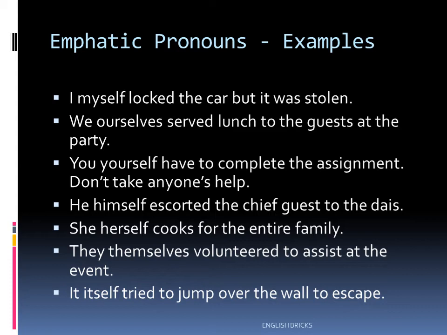If you look at all these examples and read them, you will notice that the emphatic pronoun is placed immediately after the subject pronoun, and the purpose of it is only to add importance or emphasize the doer of the action or the action itself. That is the purpose of the emphatic pronoun, and that is the difference between the usage of an emphatic pronoun and a reflexive pronoun. I hope this is clear now.